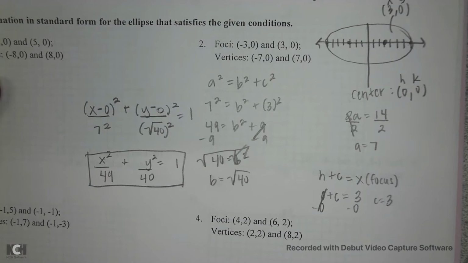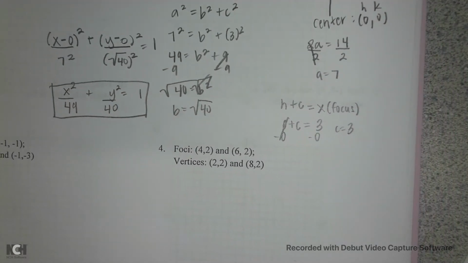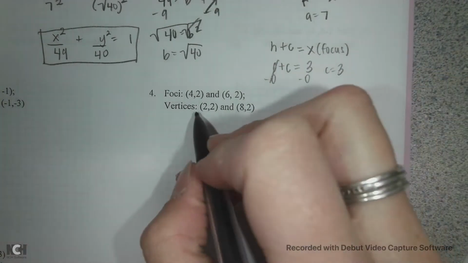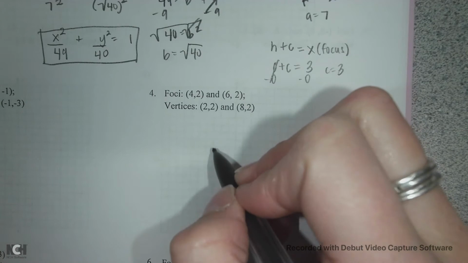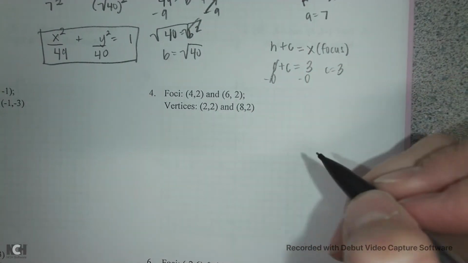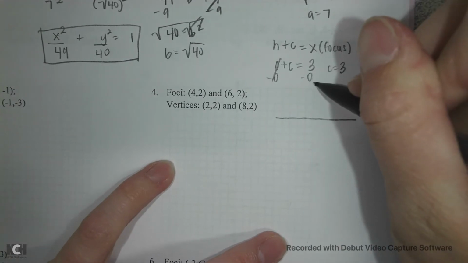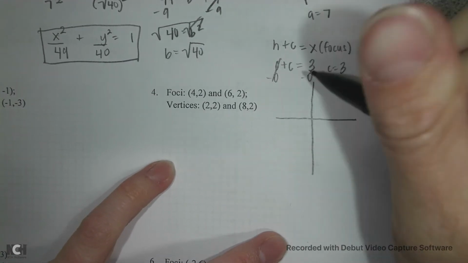Now let's do it again. Okay, number 4. So this one shifts a little bit. So I'm going to draw my picture, and if I'm looking right here, it looks like it's going to go vertically because my y's repeat and my x's do not. So I'm going to draw it slightly different, a little taller than my last one.